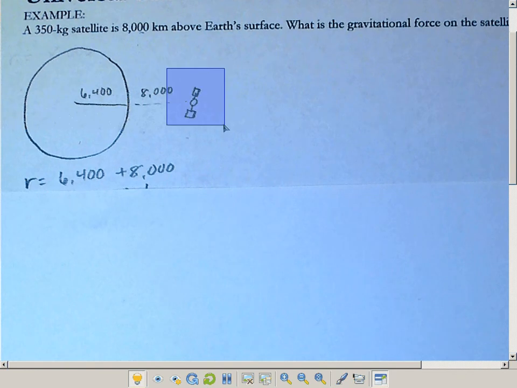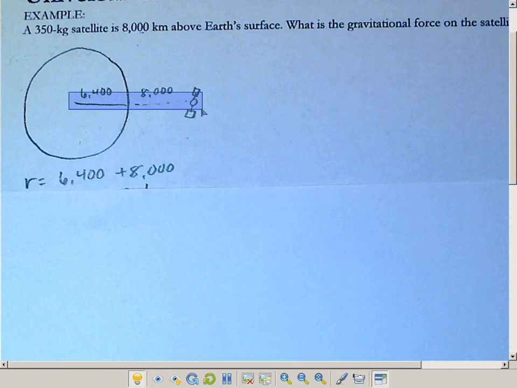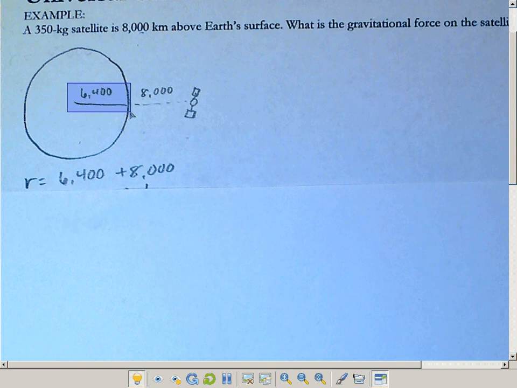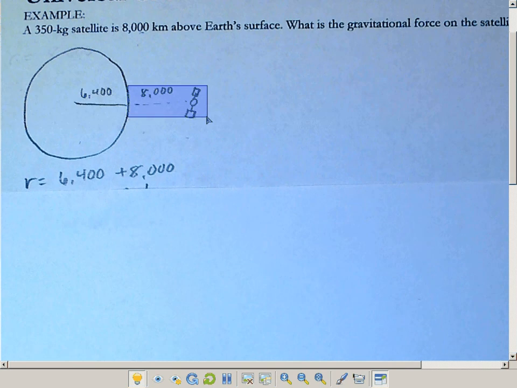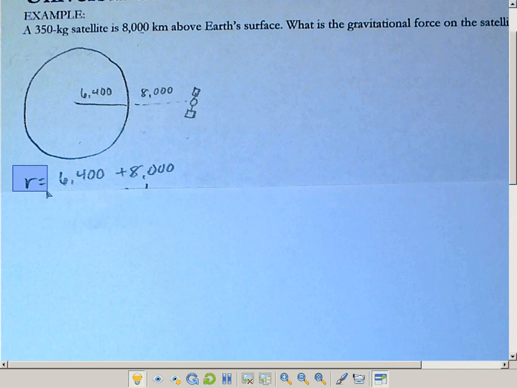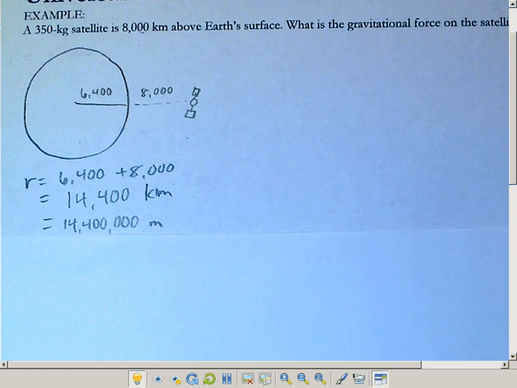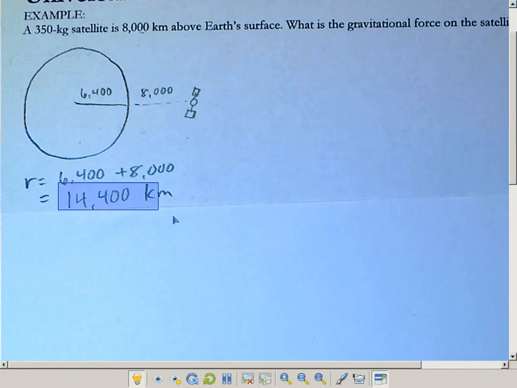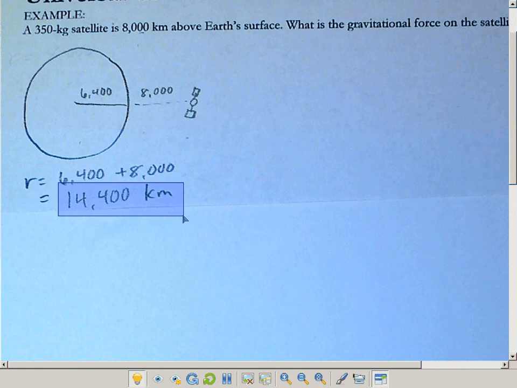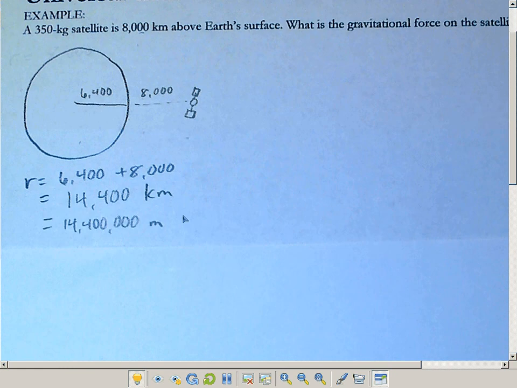You have to take into account the radius of the Earth because you really want to know how far the satellite is from the center of the Earth. The radius of the Earth is 6,400 kilometers approximately, and this satellite is 8,000 kilometers above the surface. So the r, which is the distance between the two objects, it doesn't always mean radius, is just the sum of those two. So the distance is 14,400 kilometers. But we don't want it to be in kilometers. Meters are the unit of choice in physics. So that's 14,400,000 meters.